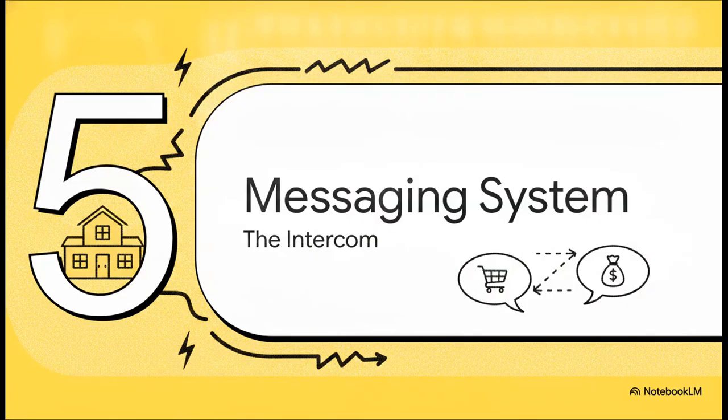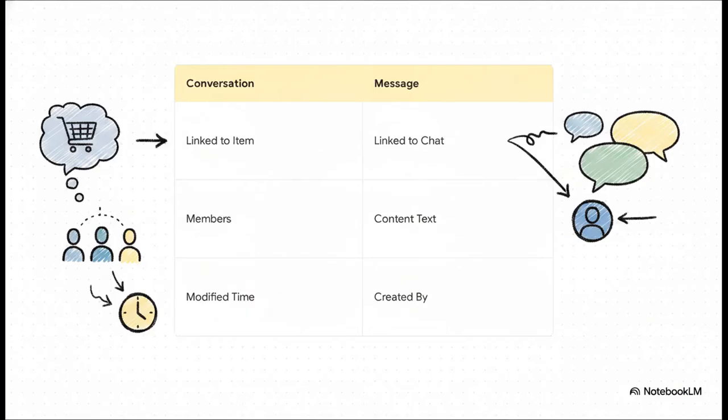All right, our final stop, section 5, building the messaging system, the intercom. To actually make a user-to-user chat system work, we need a dual model structure. First, we need a conversation model. Think of this as the overall chat room. It links to the specific item they're talking about, and it uses a many-to-many field for its members, because obviously a chat requires multiple users. Then, underneath that, we have the conversation message model. This represents the individual text bubbles. It links back up to that parent conversation, holds the actual text content, and notes exactly which user sent it.